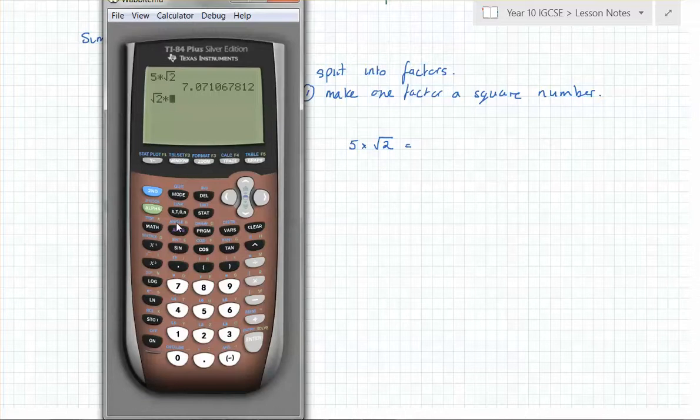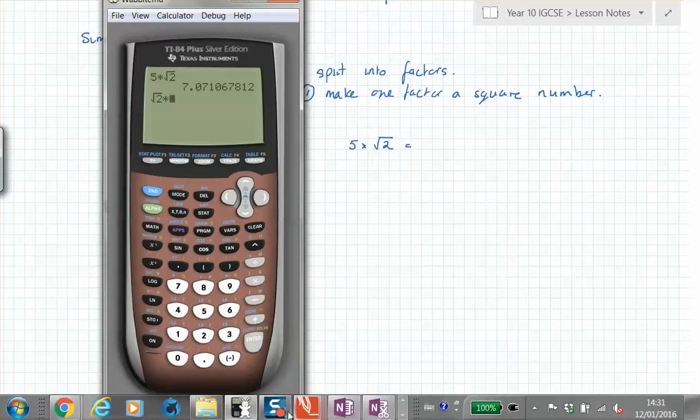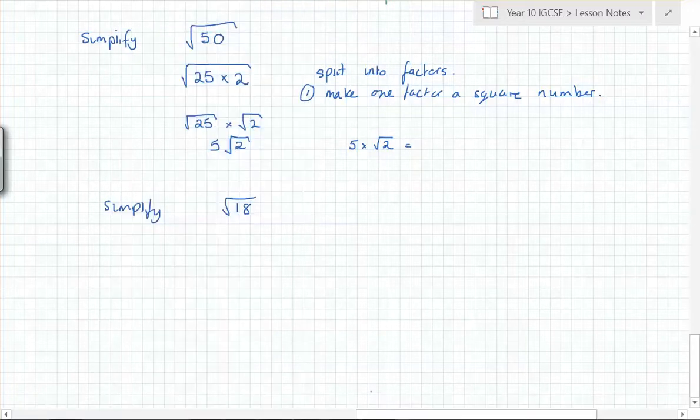What can you multiply square root of 2 by to get a nice answer? I'm going to let you think for a second. You would have said yes. Right, you got it. I've got it too already.